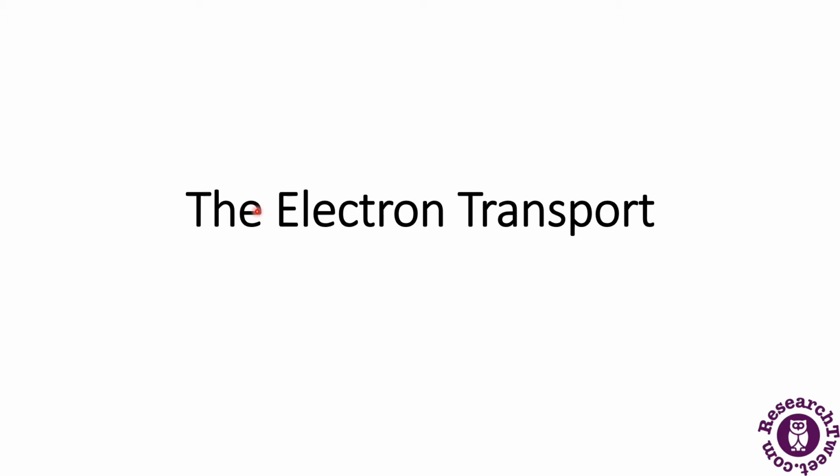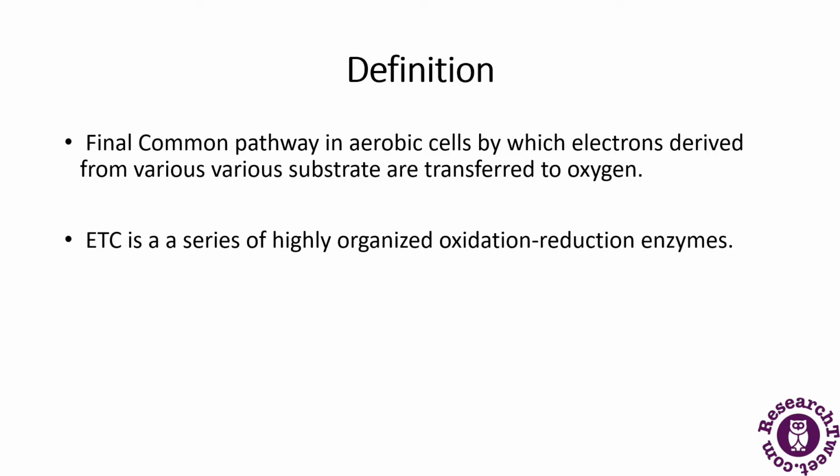Hello everyone. So the next topic which we are going to study is the electron transport chain. So let's start with the definition. It is a common pathway in aerobic cells by which the electrons derived from various substrates are transferred to oxygen. So ETC is a series of highly organized oxidation reduction enzymes. So it is a chain that is highly organized with the oxidation reduction enzymes.